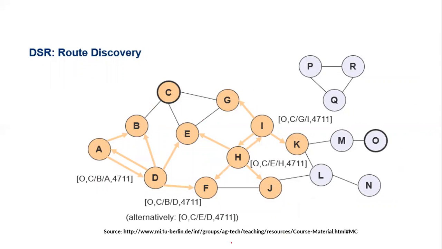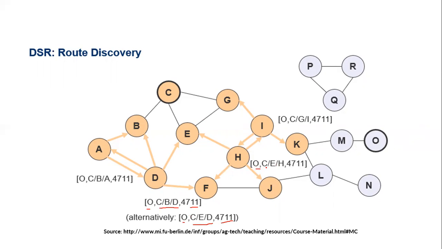So when D broadcasts, it will be like this. Destination is O, path traversed is C, B and D, and this is the ID. There are two paths available; the alternate path is C, E and D, and this is the ID. Destination is O. Okay, and H will broadcast like this.